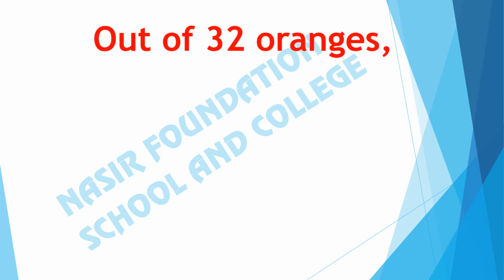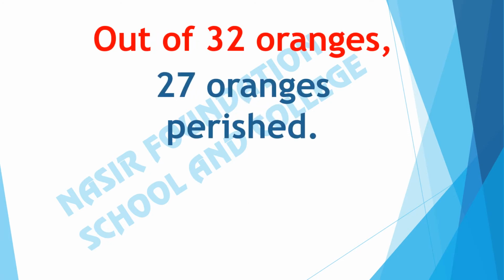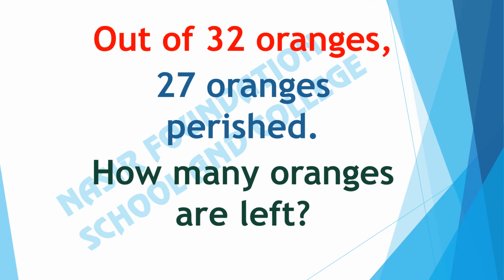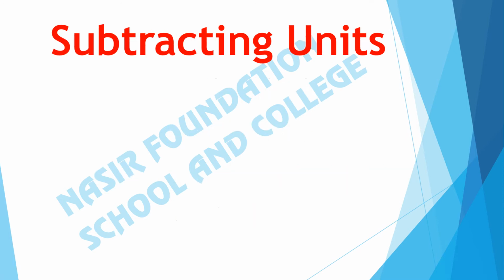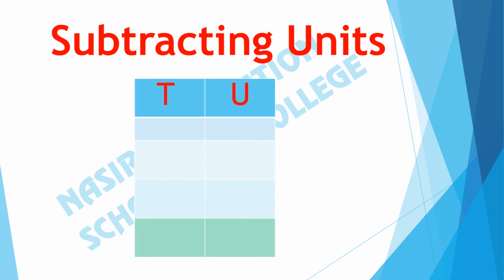Out of 32 oranges, 27 oranges are perished. It means 27 oranges are spoiled. How many oranges are left? First of all, we will draw the chart. Here we will write 3 in the tens column and 2 in the units column. Same we will write 2 in the tens column and 7 in the unit column. And we will use this sign to show the subtraction.